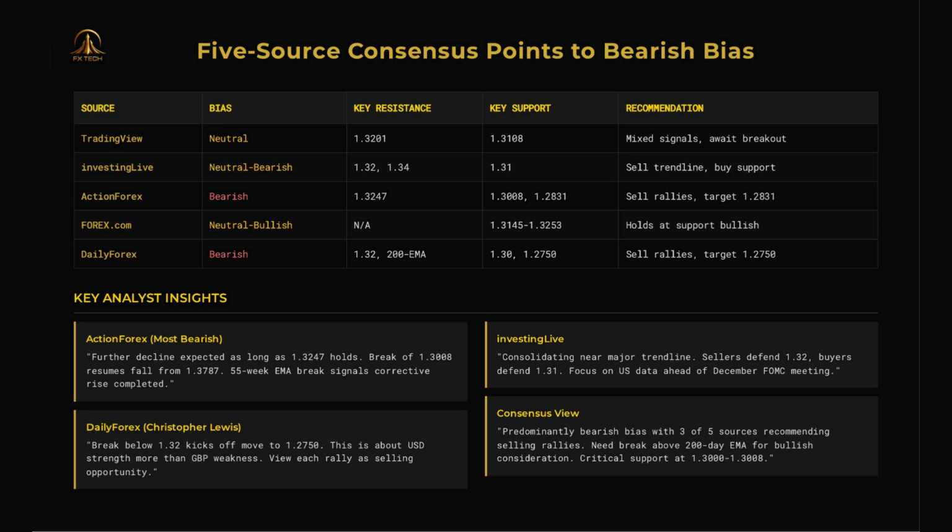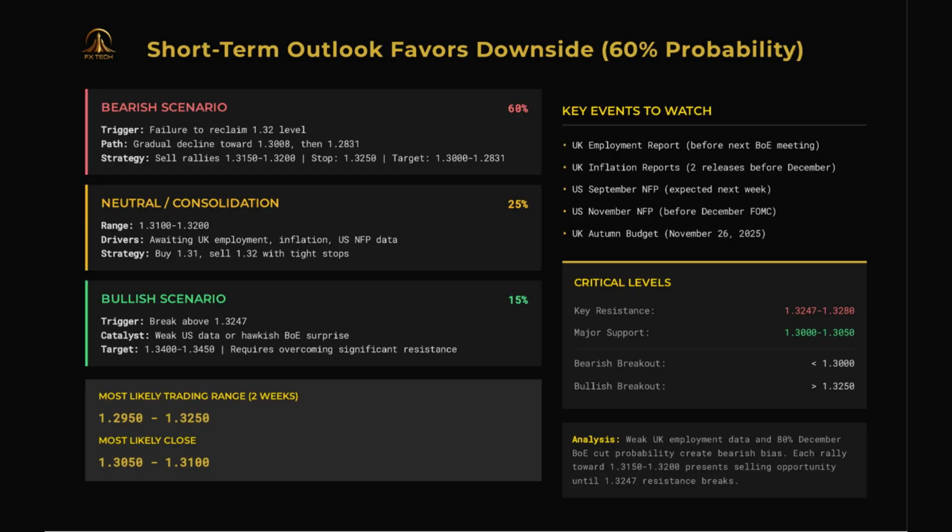The consensus is predominantly bearish, with 3 of 5 sources recommending selling rallies. A break above the 200-day EMA would be required for bullish consideration. Critical support at 1.3000-1.3008 represents the line in the sand for bears. For the next 1 to 2 weeks, we assign a 60% probability to the bearish scenario.